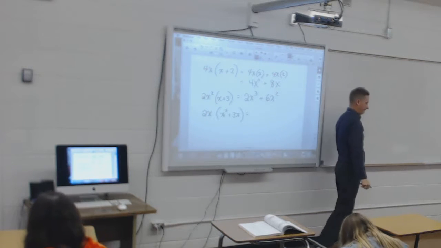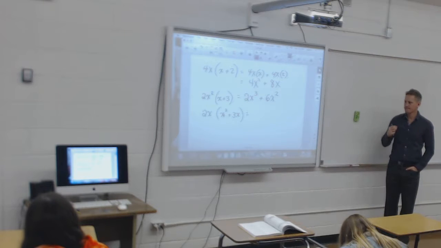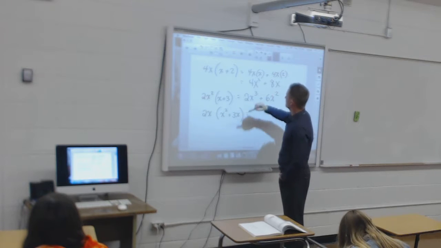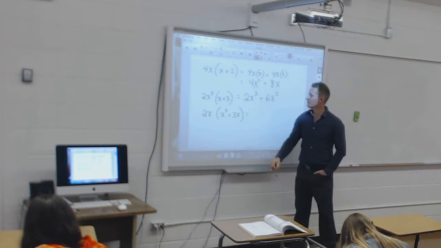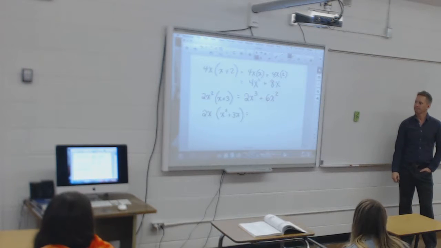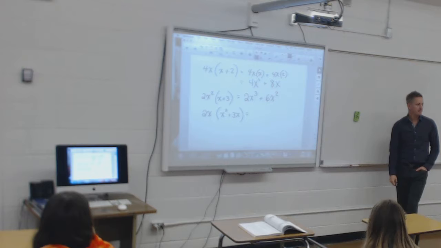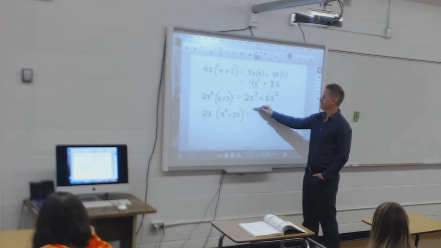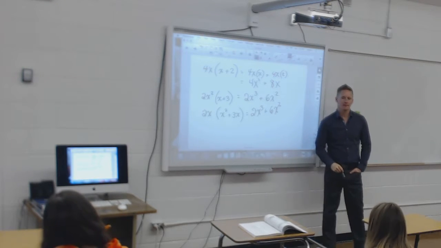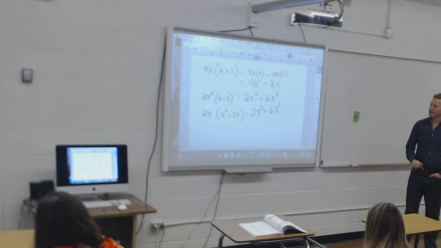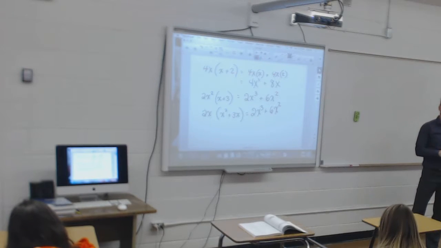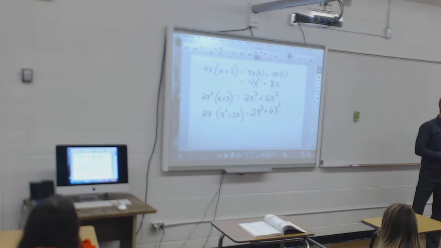Okay, go ahead. Do we get the same thing? Two x times x squared. X squared times x is x cubed times 2, so it's 2x cubed, right? 2x times 3x, 6x squared. End up with the same thing.